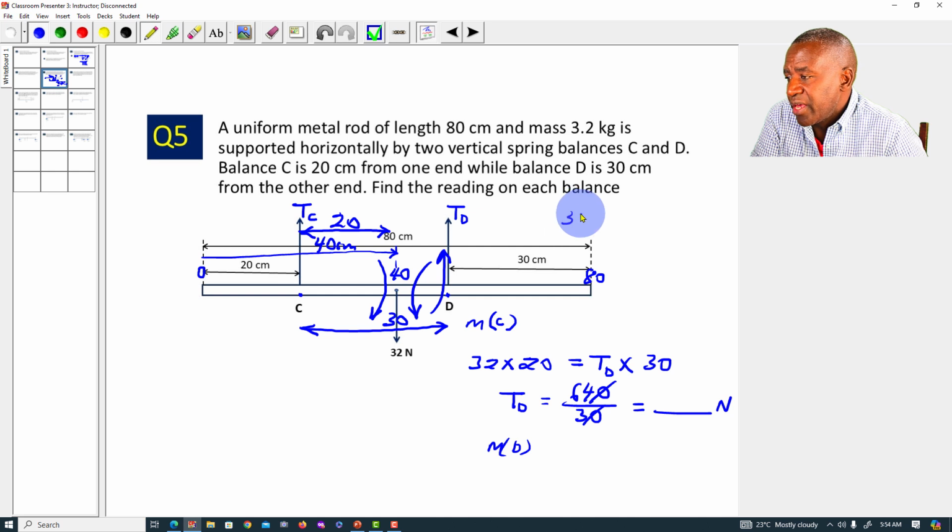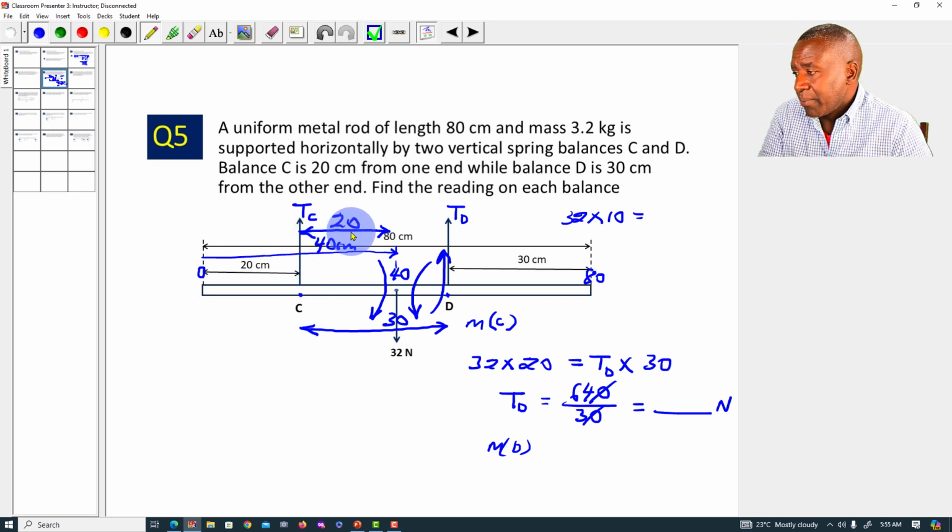So we are going to say 32 times this distance here, which happens to be 10, is equal to TC, now turns the system in the clockwise direction. When we took moments about point C, TC disappeared from the calculation. Now it comes in.